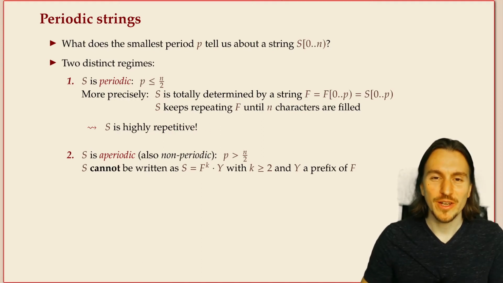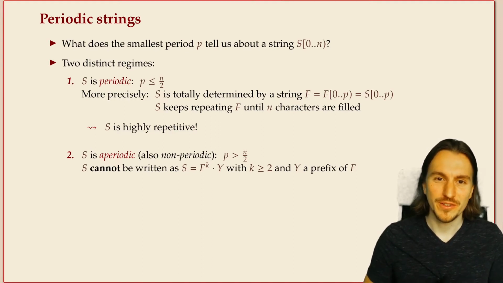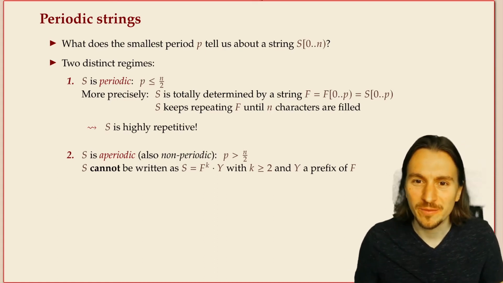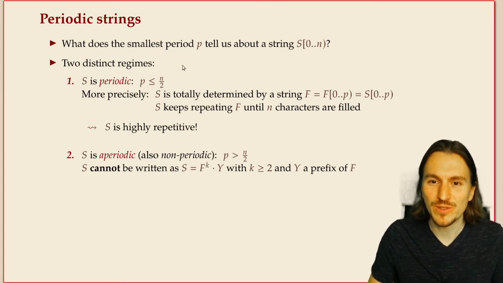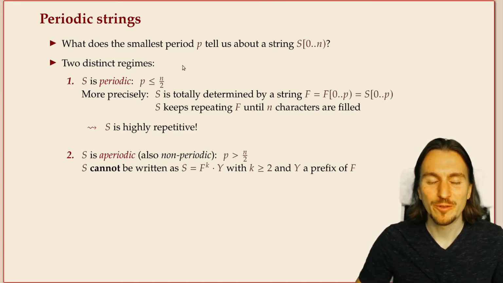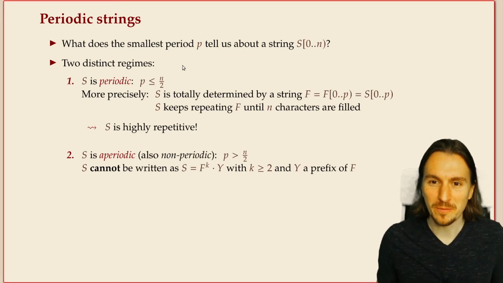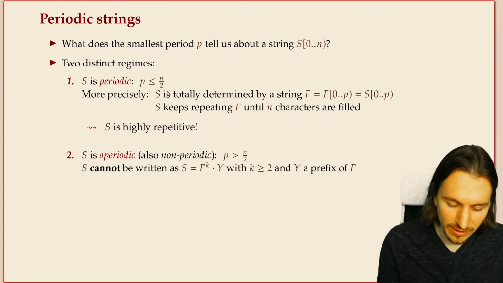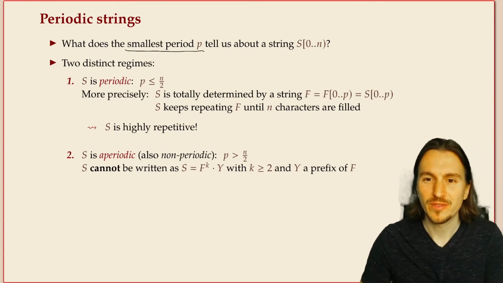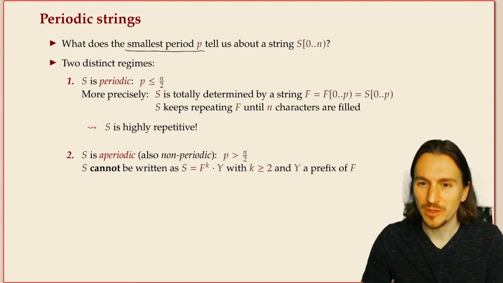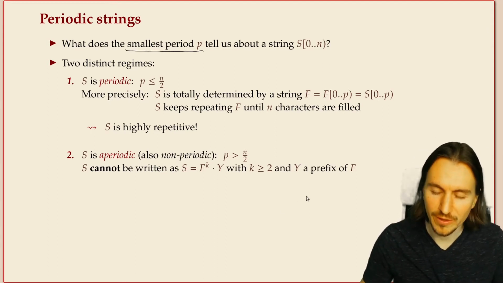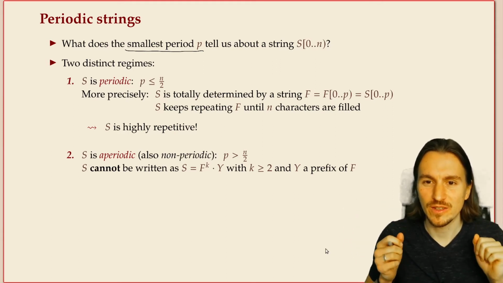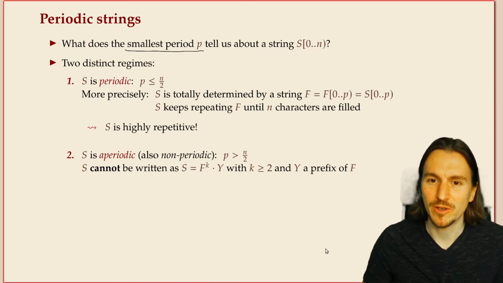Now, this was a nice definition. We have periods in strings, but what does this really tell us about strings? There are two distinct regimes that people found useful to exploit algorithmically, and these are the periodic and the aperiodic case. Here we are really interested in the smallest period. P will be the smallest period most of the time here, because that's just the strongest statement. Remember, it's the longest overlap, so that's the most telling statement about the string.